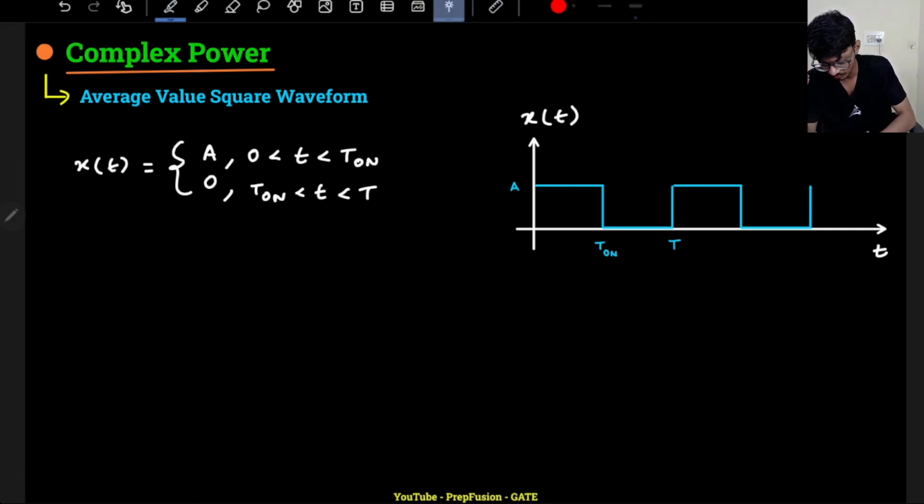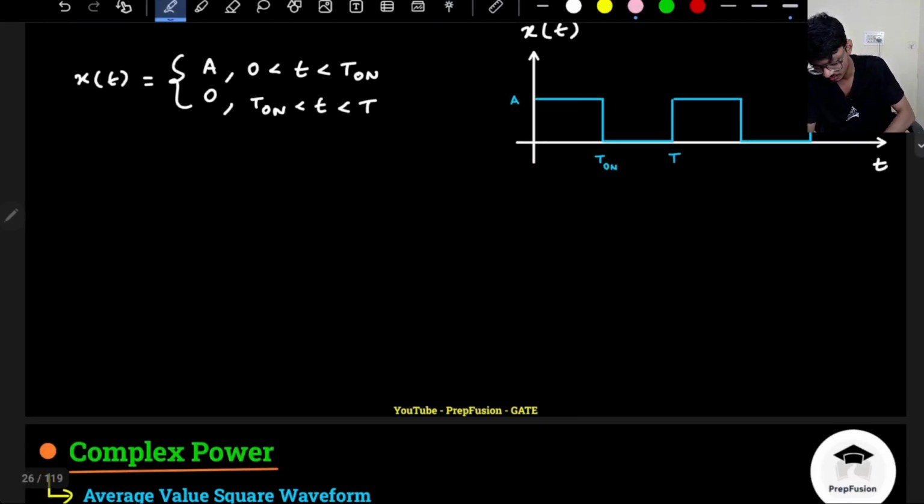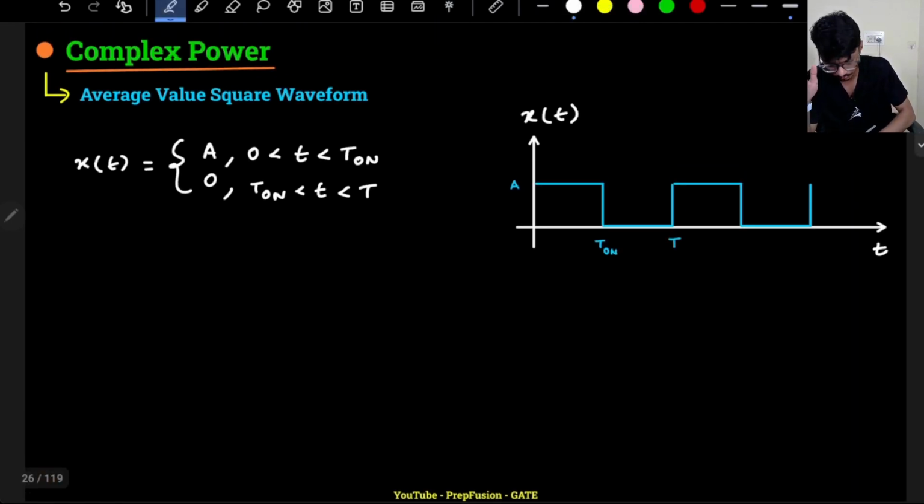If I have a square waveform whose x of t is A from 0 to T on, and from T on to T, x of t is 0. So how do you calculate the average? First I will calculate the average.